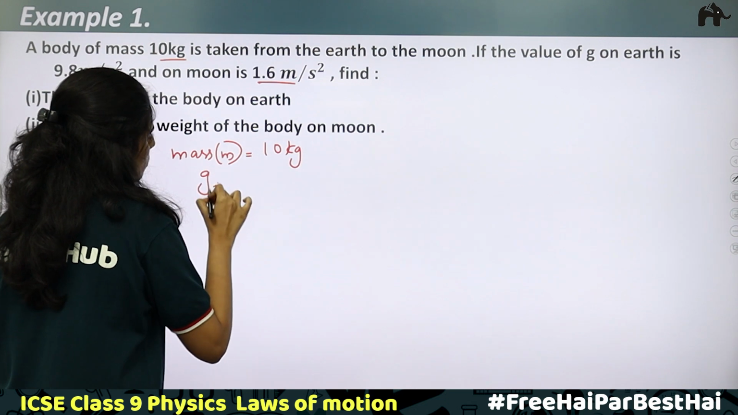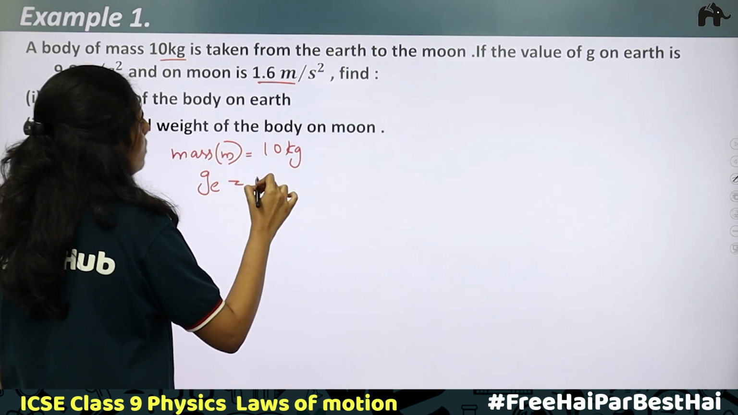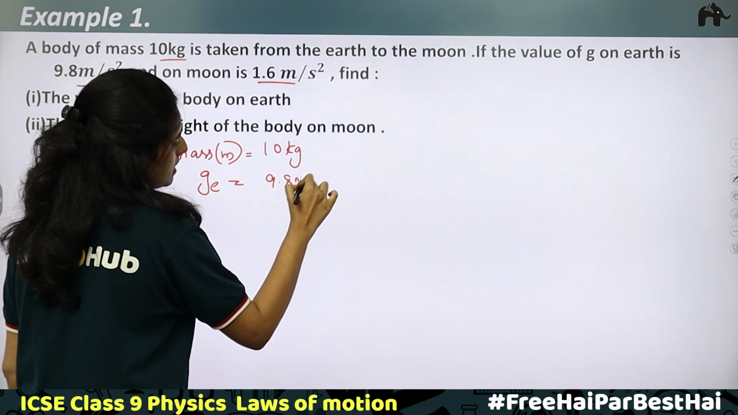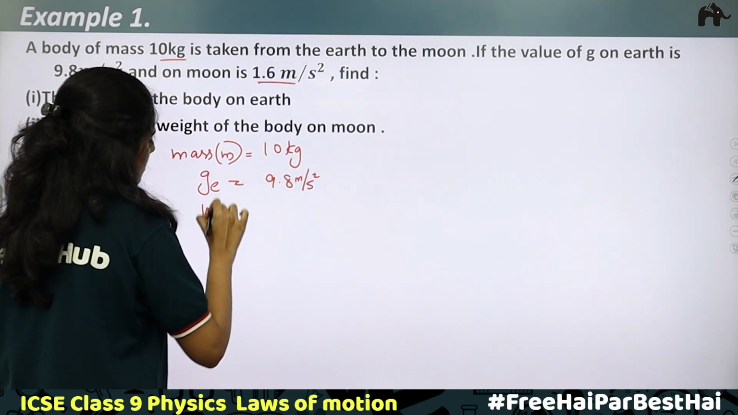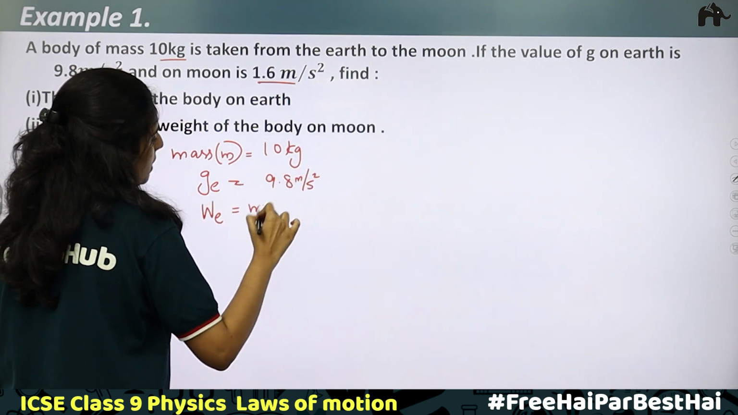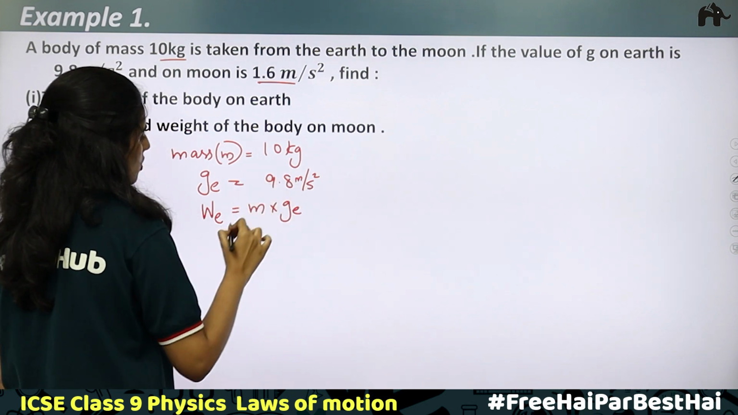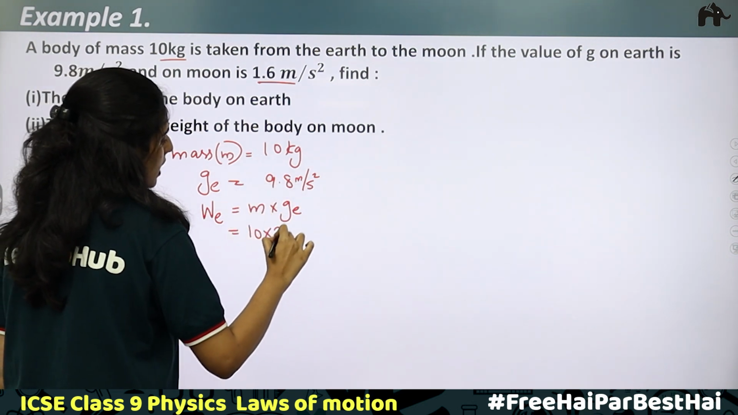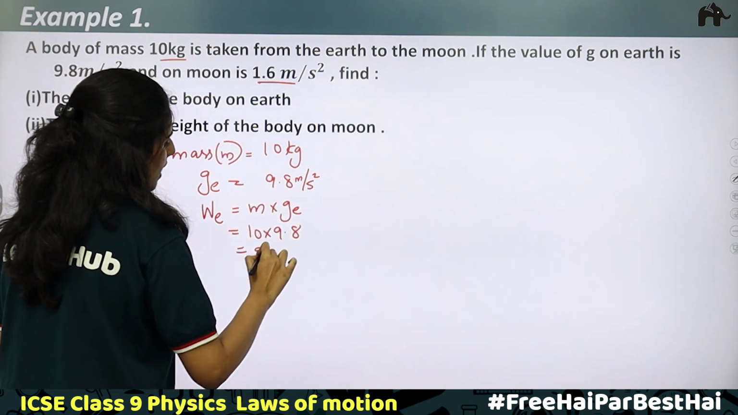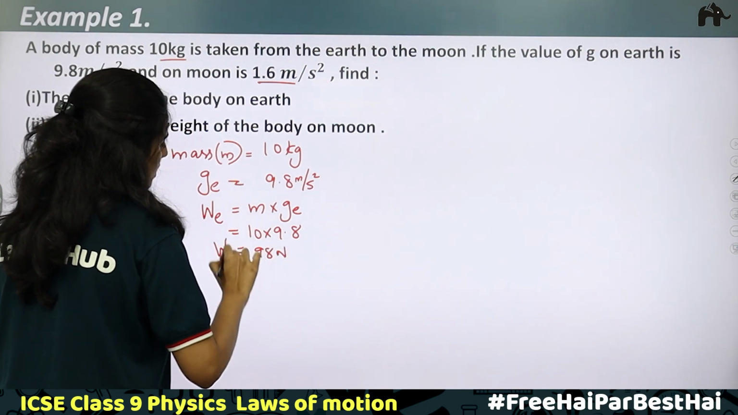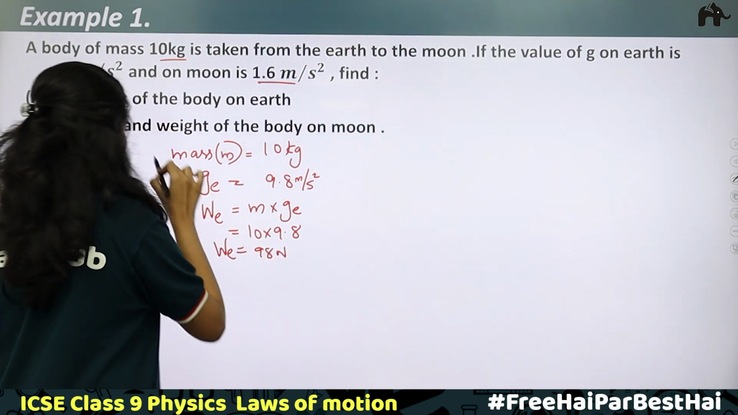Acceleration due to gravity on earth is equal to 9.8 meter per second square. Then what is the weight on earth? Weight on earth will be mass into acceleration due to gravity on earth. That is 10 into 9.8 equal to 98 Newton. So weight on earth is equal to 98 Newton.